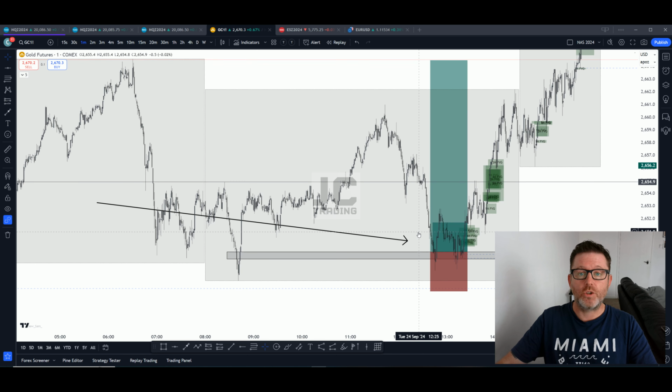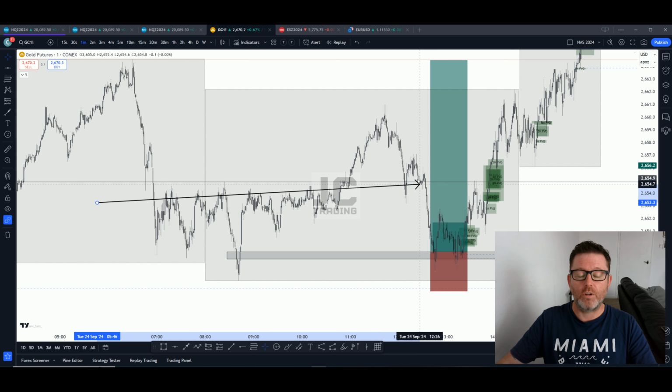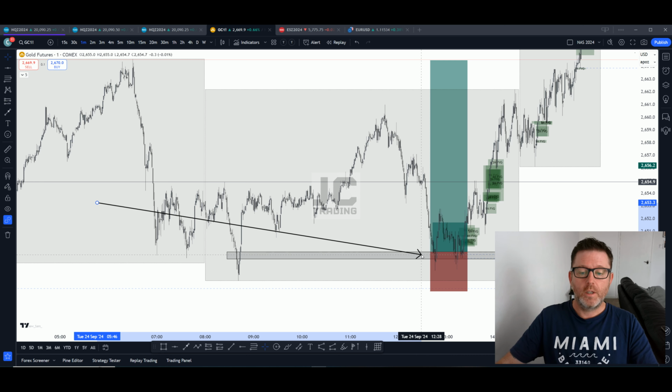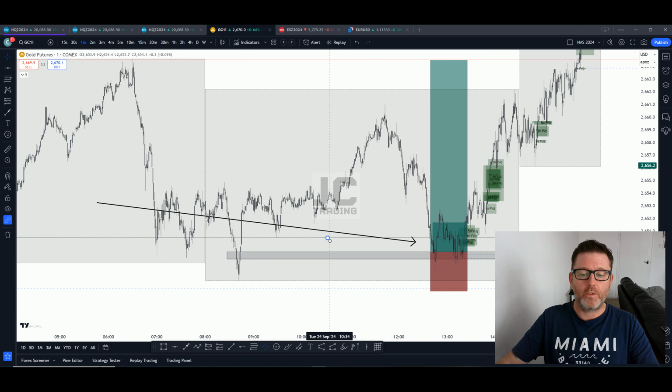I always suggest you go just above or below the fair value gap, depending if it's a buy or a sell. The reason is sometimes these are so accurate, the price will come down, just touch the top of the fair value gap and take off. And if your limit order is on the top, sometimes you're not triggered. So I would say set your limit order just a little bit above the fair value gap, around there.